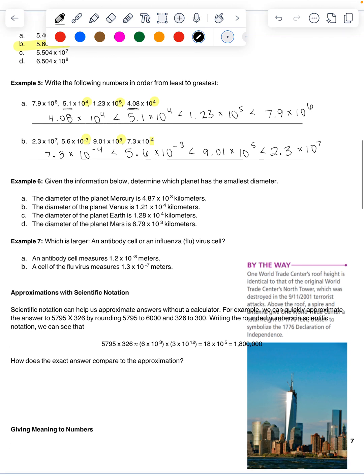So let's determine which planet has the smallest diameter. The smallest diameter is going to have the smallest exponent. So we're between a 10 to the 3rd and a 10 to the 3rd, between Mercury and Mars. Since they are both 10 to the 3rd, then I'm going to look at the number in front. I've got 4.87 and 6.79. Well, 4.87 is smaller, so Mercury has the smallest diameter.